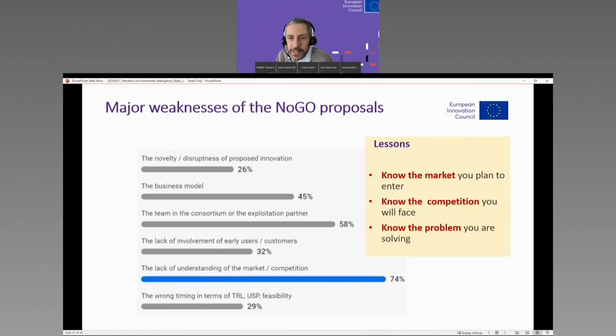And so the first 3 things that we see here on the right side is we want you to better know the markets where you plan to enter. You have to know the state of the art of the competitors. You have to know the problem you are solving.